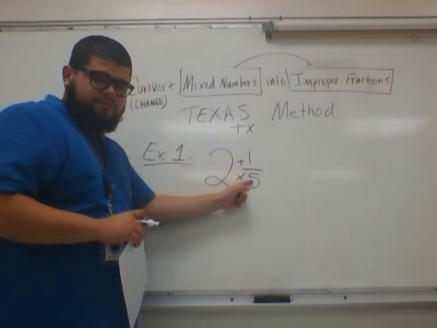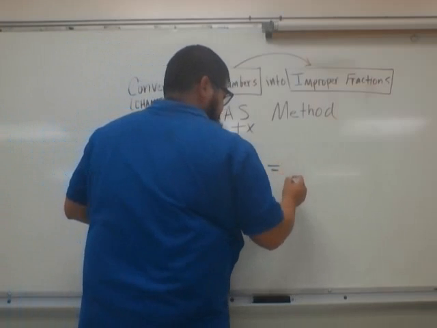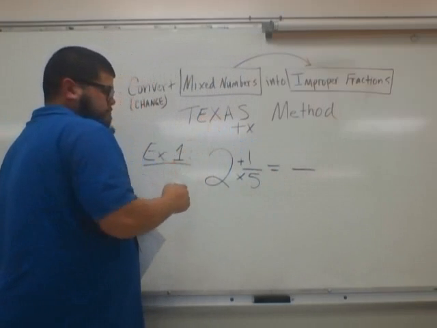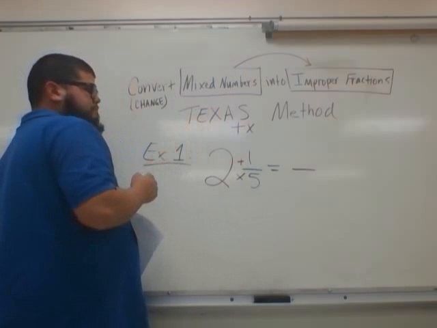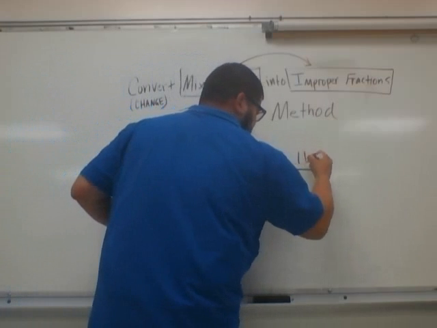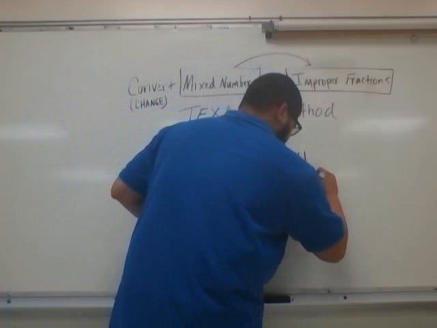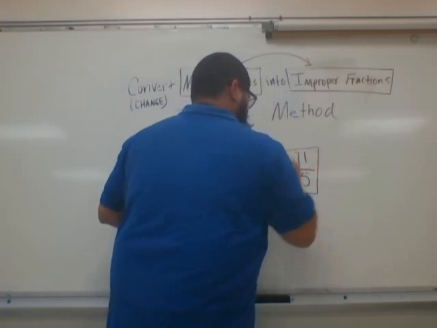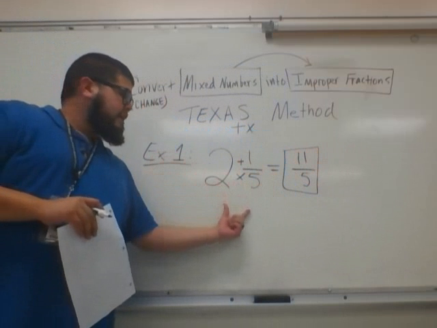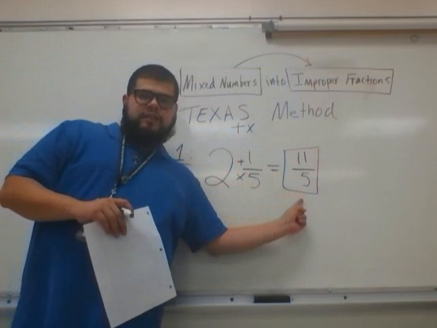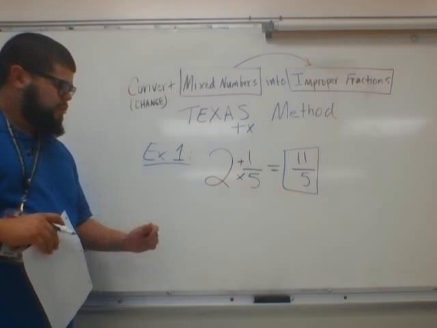2 times 5 is 10. 10 plus 1, what do we get in our numerator? That's right, 11. And we keep our original denominator as 5. So we just converted our mixed number 2 and 1/5 into the improper fraction 11 over 5. All right, make sure you have this written down.